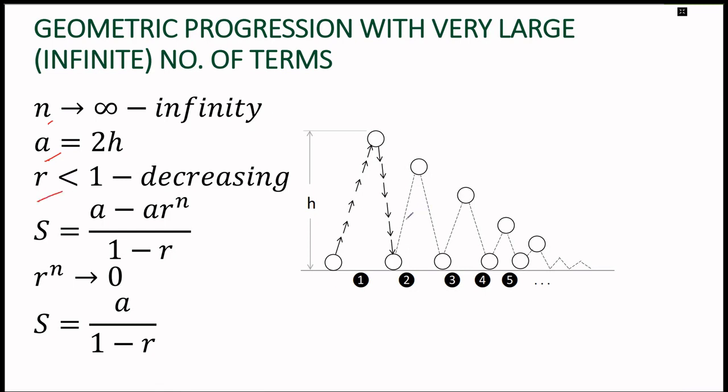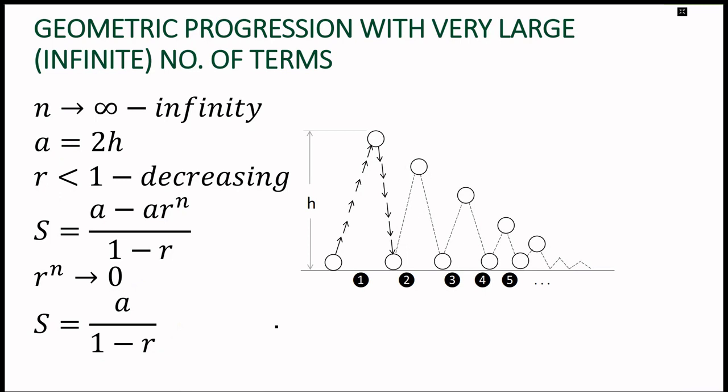So r is less than 1 and decreasing. If we substitute this, since n is approaching infinity, r to the power of infinity also approaches 0, so we can substitute this with 0. So the sum here is equal to a over 1 minus r. That's simplified further.